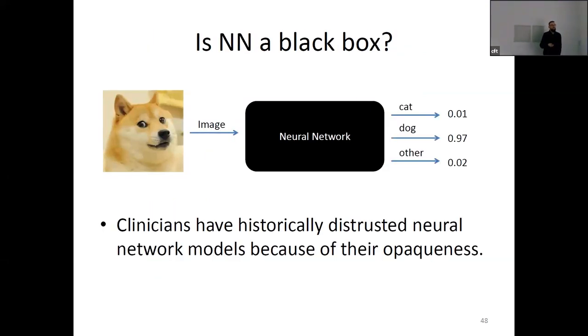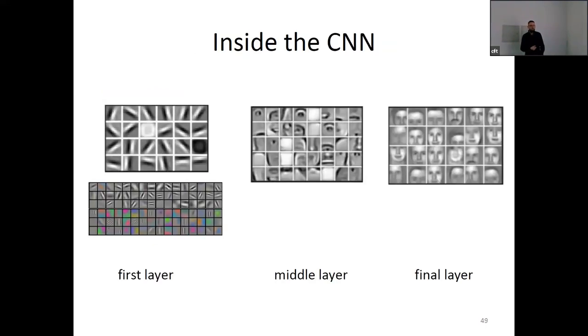So you can ask the question, is it a black box? Because we are putting in the image and we are receiving some classification later on, and we don't know what's going on inside. And this is the reason why the clinicians have such distrust for such methods. But this is not entirely true, as we have some methods to really go into the CNN.